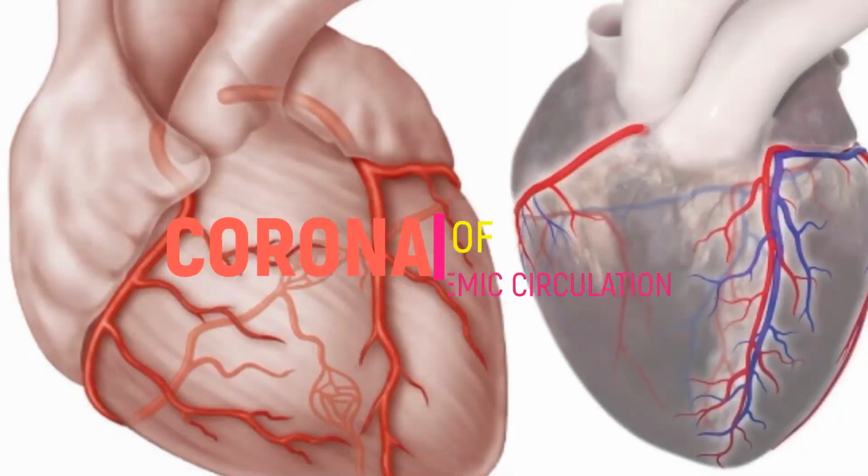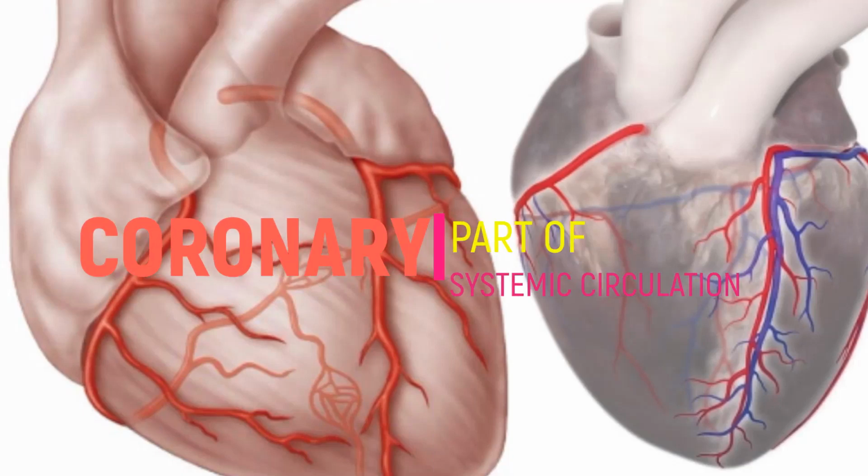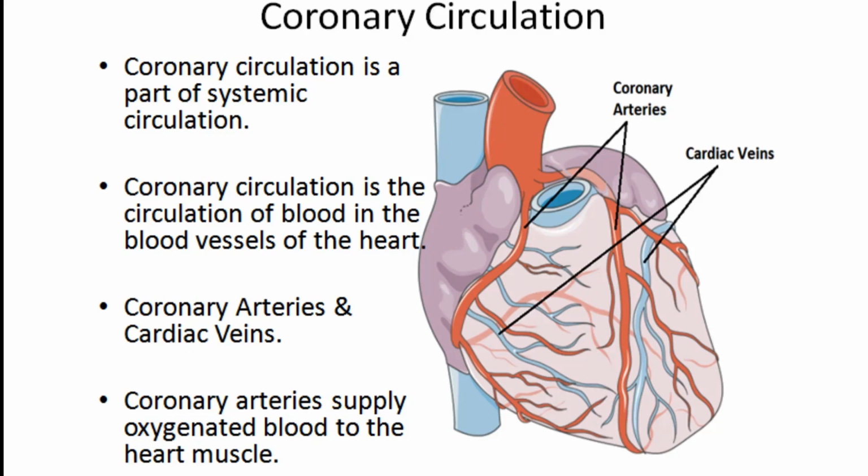Now I need to explain one more circulation, that is coronary circulation. Very important, though it is a part of systemic circulation. It is very important, guys. Let's understand what is coronary circulation. It is the circulation of blood in the blood vessels of the heart.